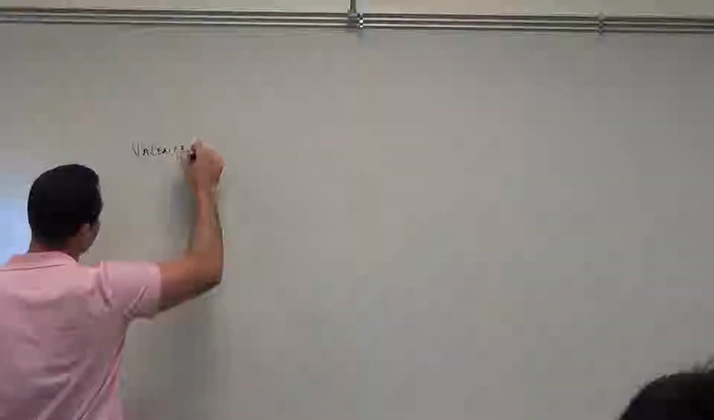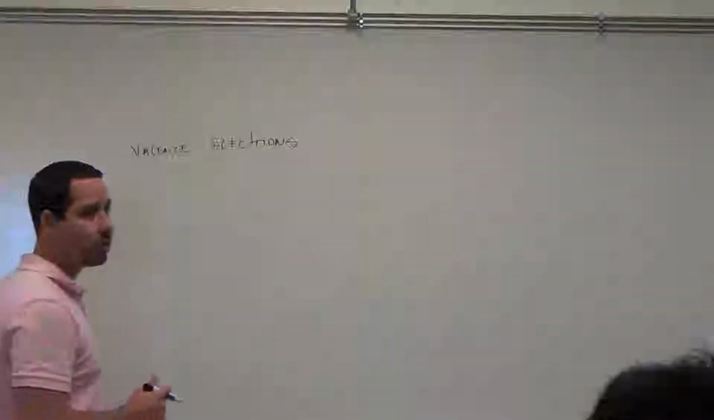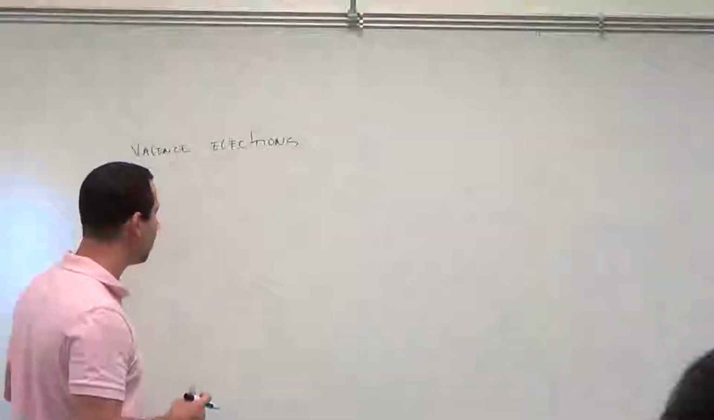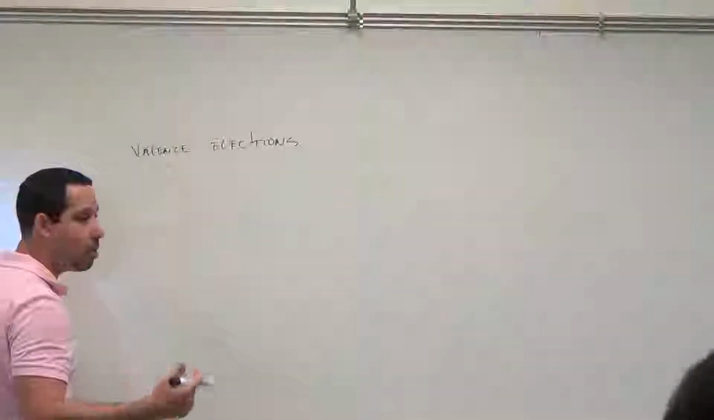Let's do something called valence electrons. Valence. Now, valence electrons are the number of electrons in the outermost shell. Did you hear that? What is it? The electrons in the outermost shell. Outstanding. Valence electrons, electrons in the outermost shell.